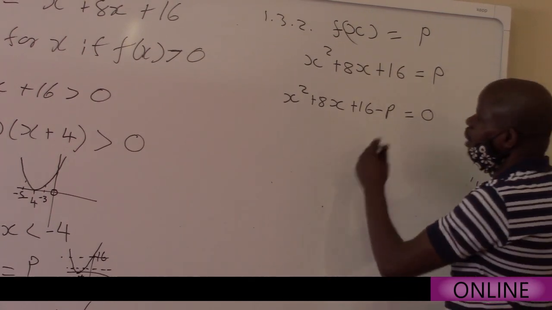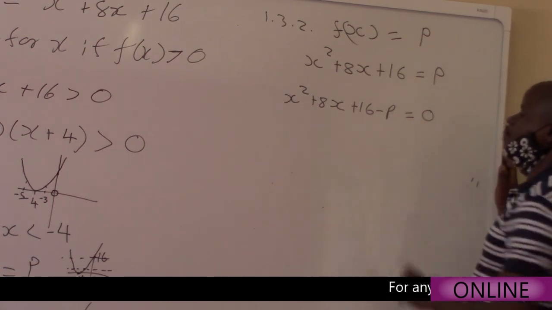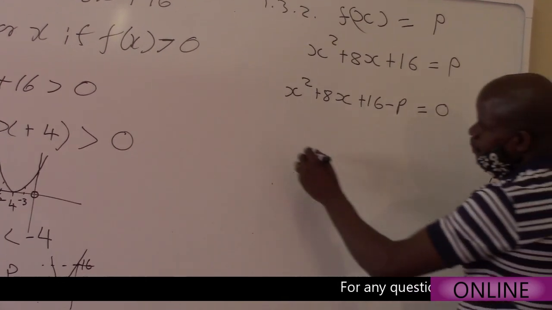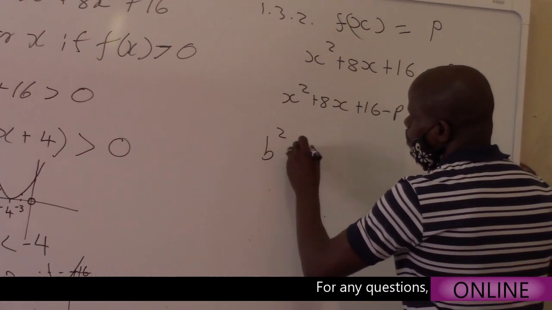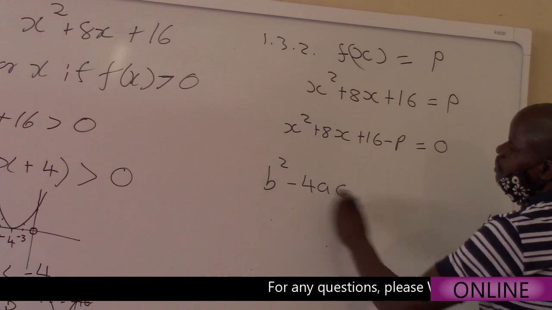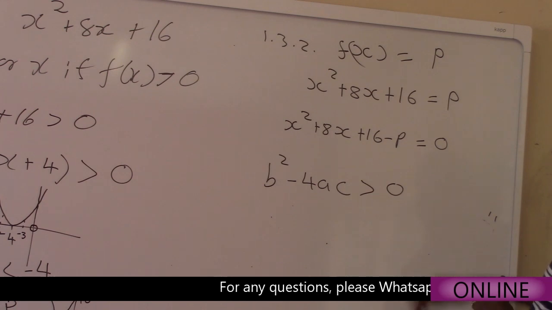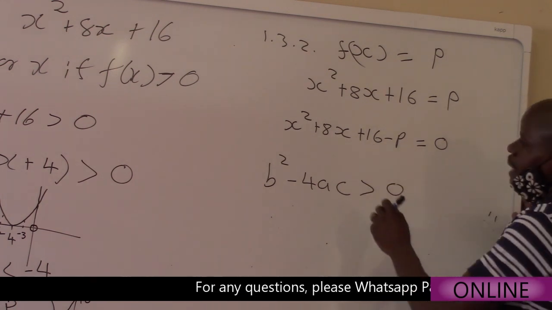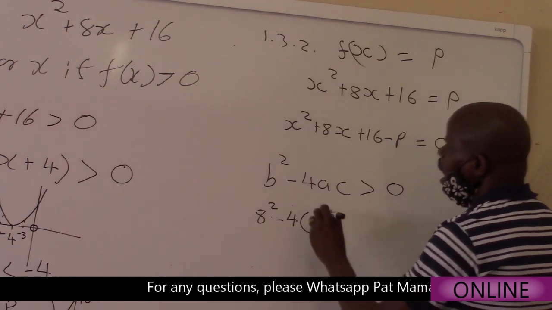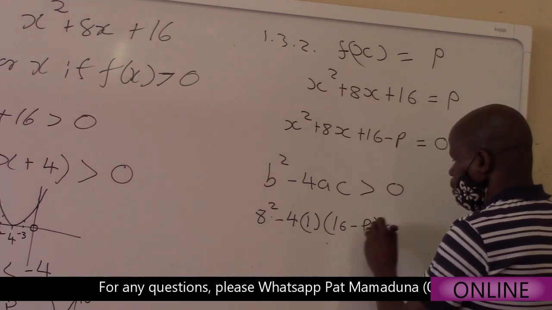So what we can do is, this is A, this is B, both the 16 and the minus P are our C. So we are using the discriminant, B squared minus 4AC. Then for unequal roots, it means that we are talking about greater than 0. So then, what are we doing here? It means the B, it's our 8. So which is 8 squared minus 4. Our A is 1. But our C, 16 minus P greater than 0.